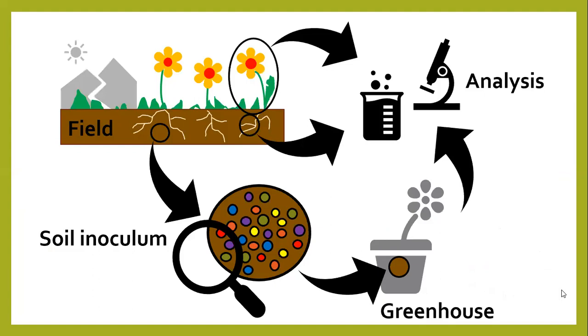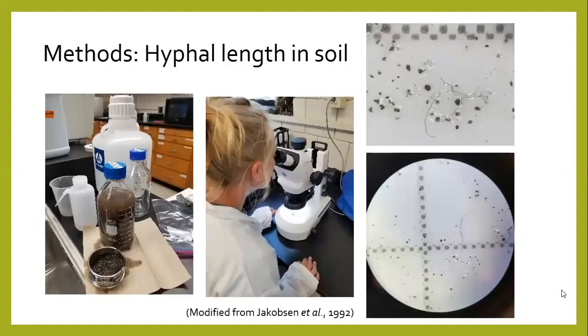So after we collected all those field samples, we took them back to the lab and analyzed them. We measured hyphal length in the soil to understand how much fungal biomass there was. So basically we extract the hyphae, which are the fine thread-like filaments of the AM fungal body that spread through the soil. We extract them from the soil samples, we stain them, and then we look at them under the microscope to quantify their length per gram of soil.